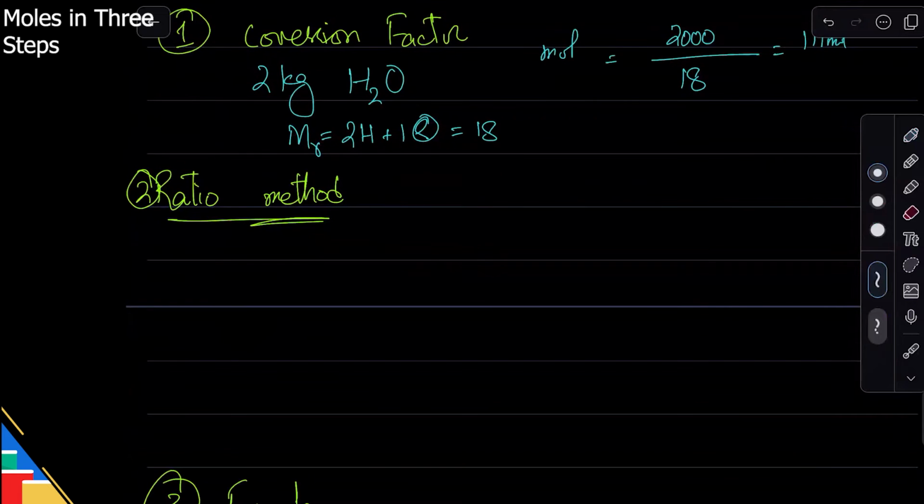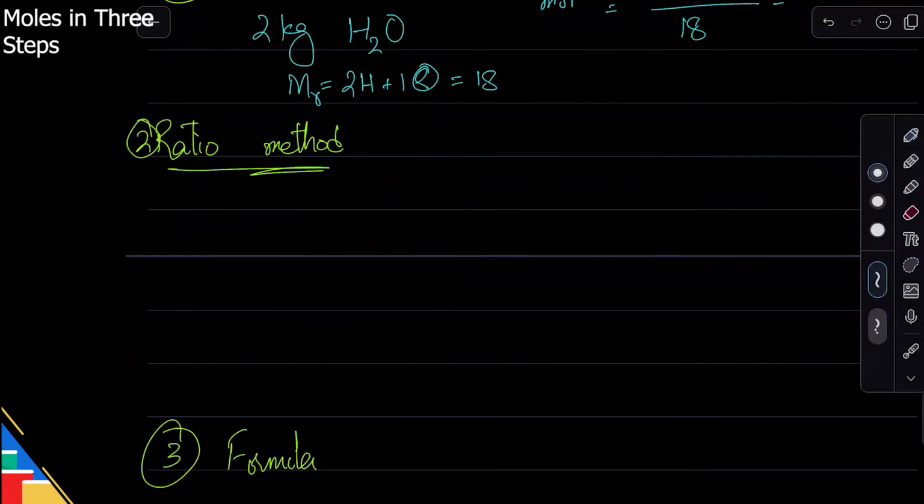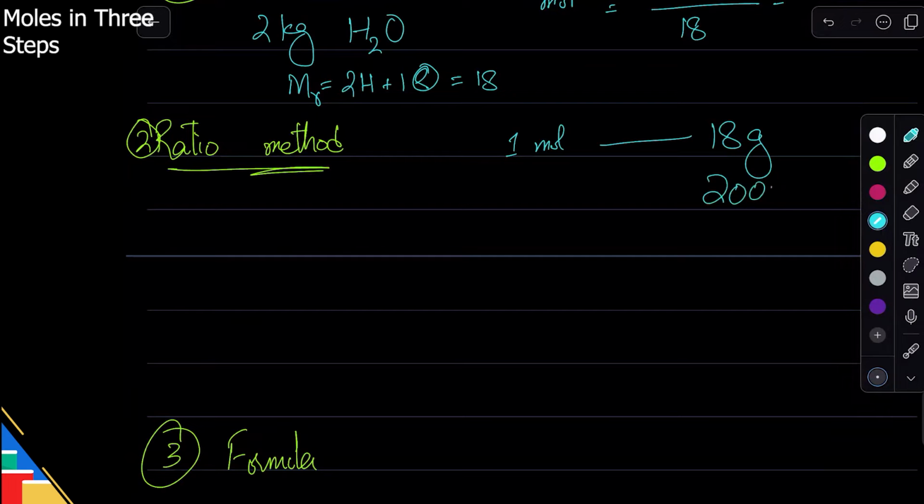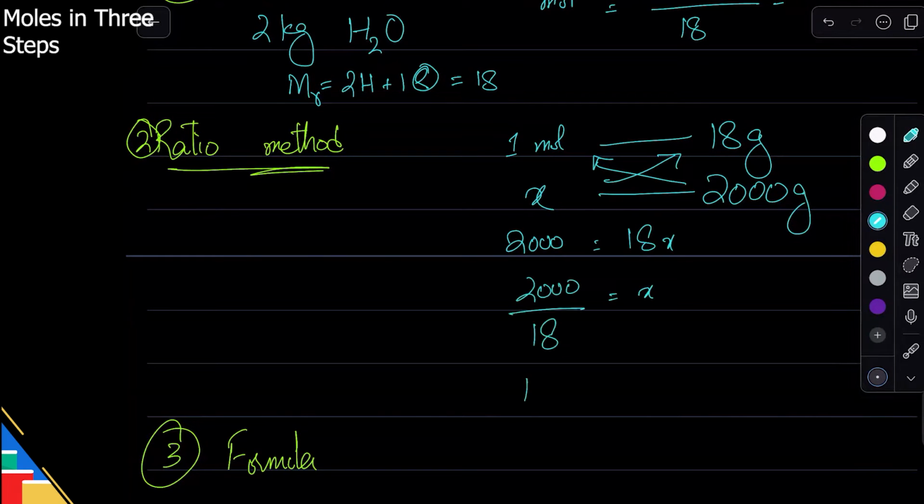Can I use the ratio method? Yeah, let's try it. What is 1 mole of water? 1 mole. That is 18 grams. How much would 2000 grams of water be? Cross multiply. 2000 is equal to 18x. X equals 2000 over 18. Again, 111 moles. That is how much water I have.